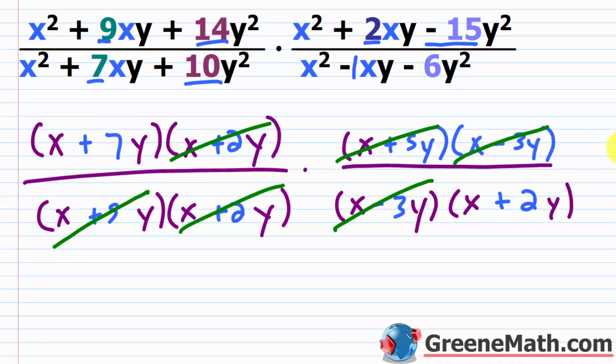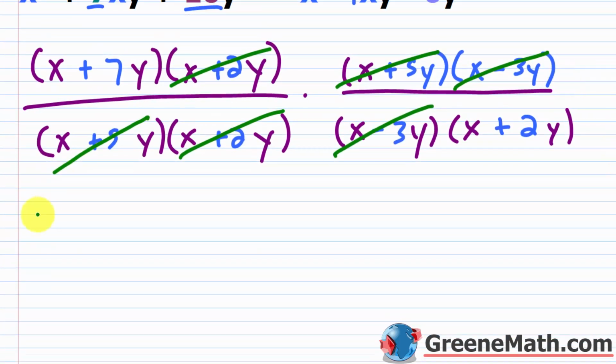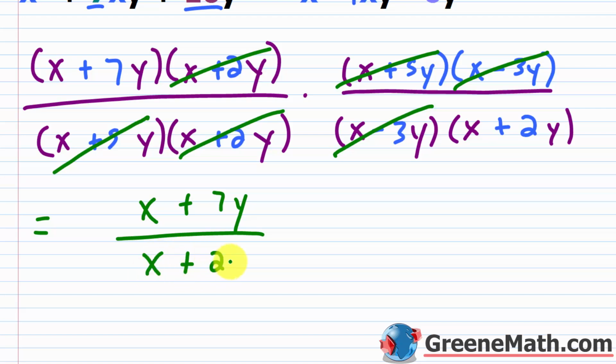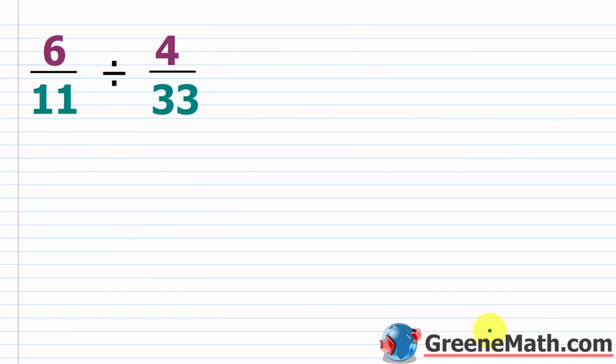Let me scroll down and get some room so I can fit this. I'm going to put is equal to, I just have x plus 7y. That's my numerator. For the denominator, I'm just left with this x plus 2y. So again, in a lot of these cases, you don't even need to multiply because so much stuff's going to cancel. Okay, so we've done 2 with multiplication. Let's switch now to division, which is just as easy.